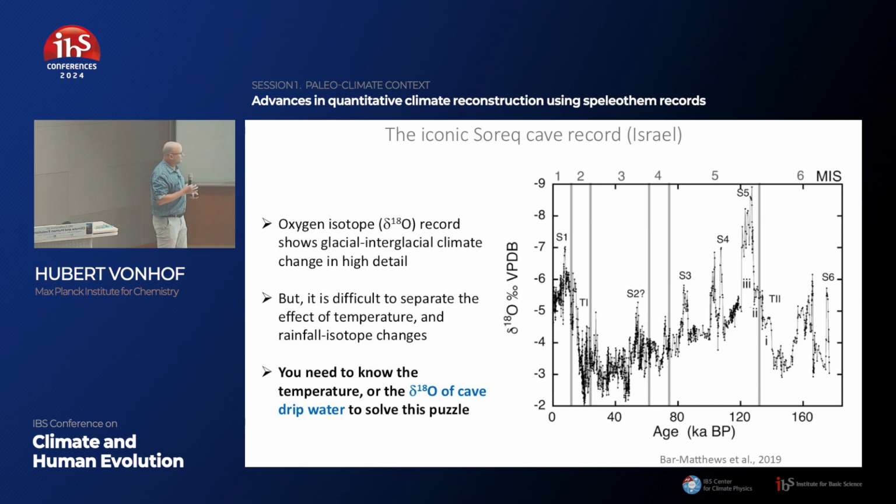To illustrate that, I always like to show this graph. This is an iconic, one of the earlier, longer paleoclimate records, from Israel in this case. It shows a very commonly used technique, the oxygen isotopes of speleothems. Axel just showed one, and here's another one. Here you see we have 160,000 years on the x-axis. Here we go. And these are the oxygen isotopes.